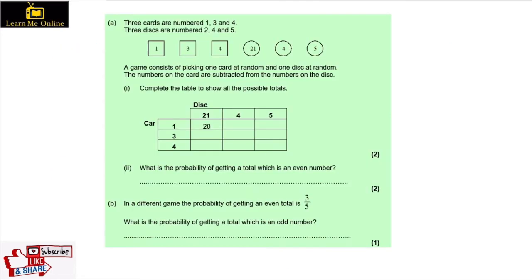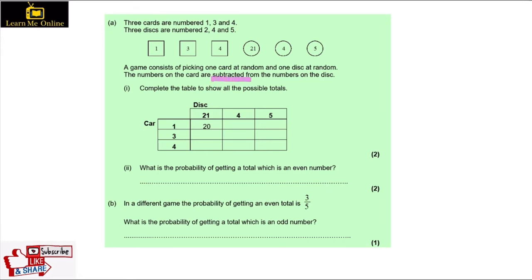Here we have got the next example. With the next example, this says that 3 cards are numbered 1, 2 and 4. 3 discs are numbered 2, 4 and 5. So we have got 3 cards and 3 numbers. A game consists of playing 1 card at random and 1 disc at random. The numbers on the card are subtracted from the numbers on the disc. So what is the relation between them is subtraction this time now.